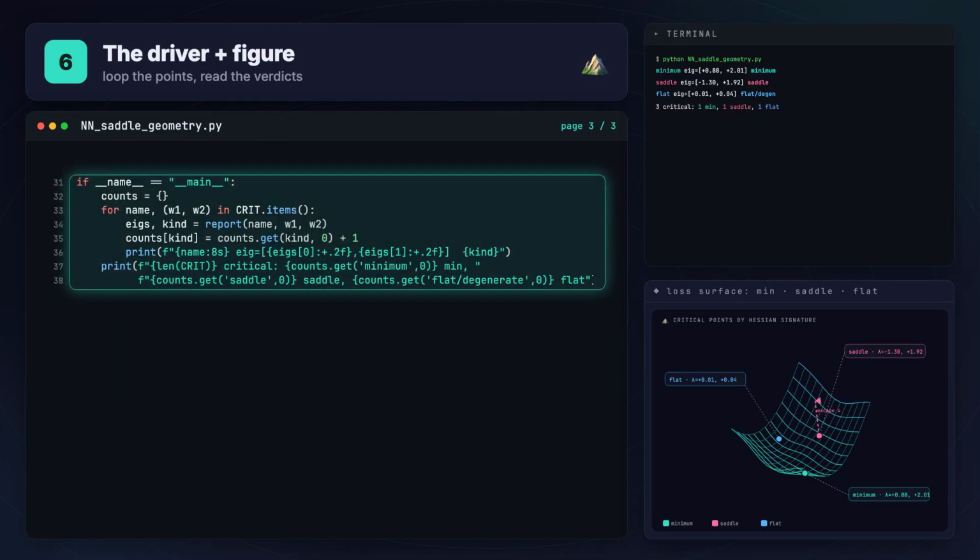Last, the figure builder. We sample the surface on a grid, draw it as a shaded 3D mesh, and drop a labeled marker at each critical point colored by its verdict. The minimum and flat point in our hero teal to cyan, the saddle in the failure magenta, because a saddle is the thing that stalls you. Each marker carries its eigenvalue pair, so the geometry and the numbers sit side by side.